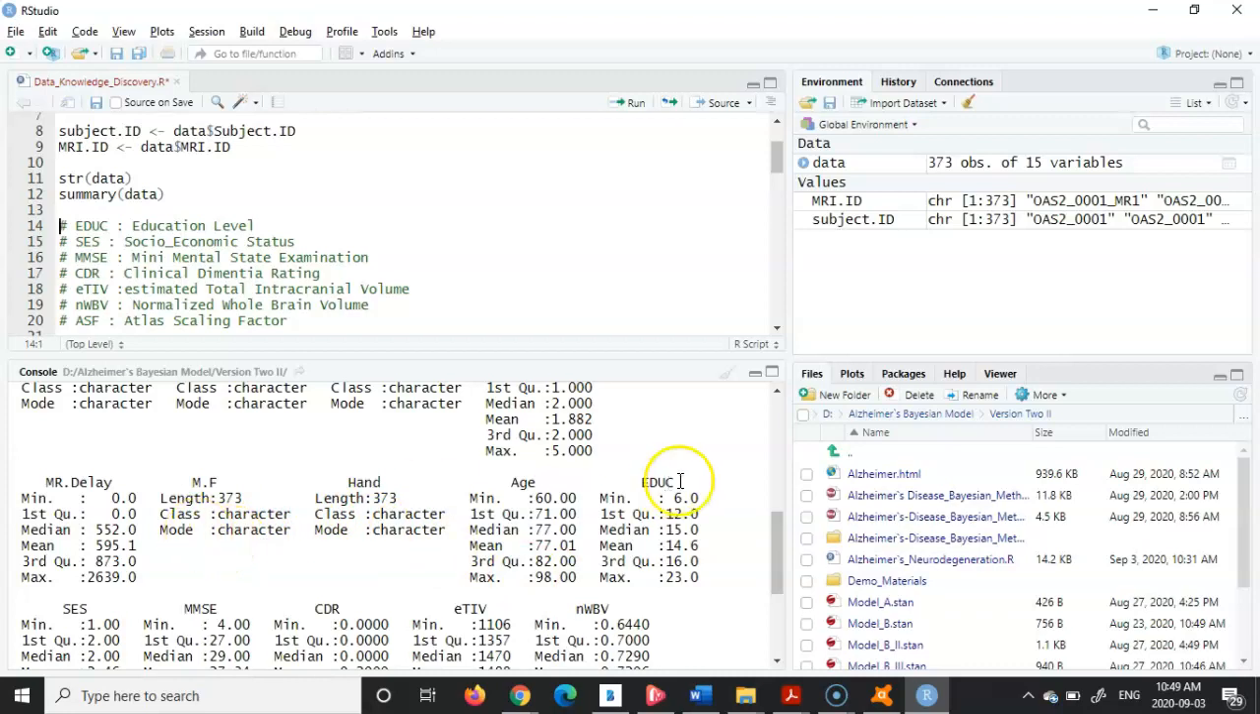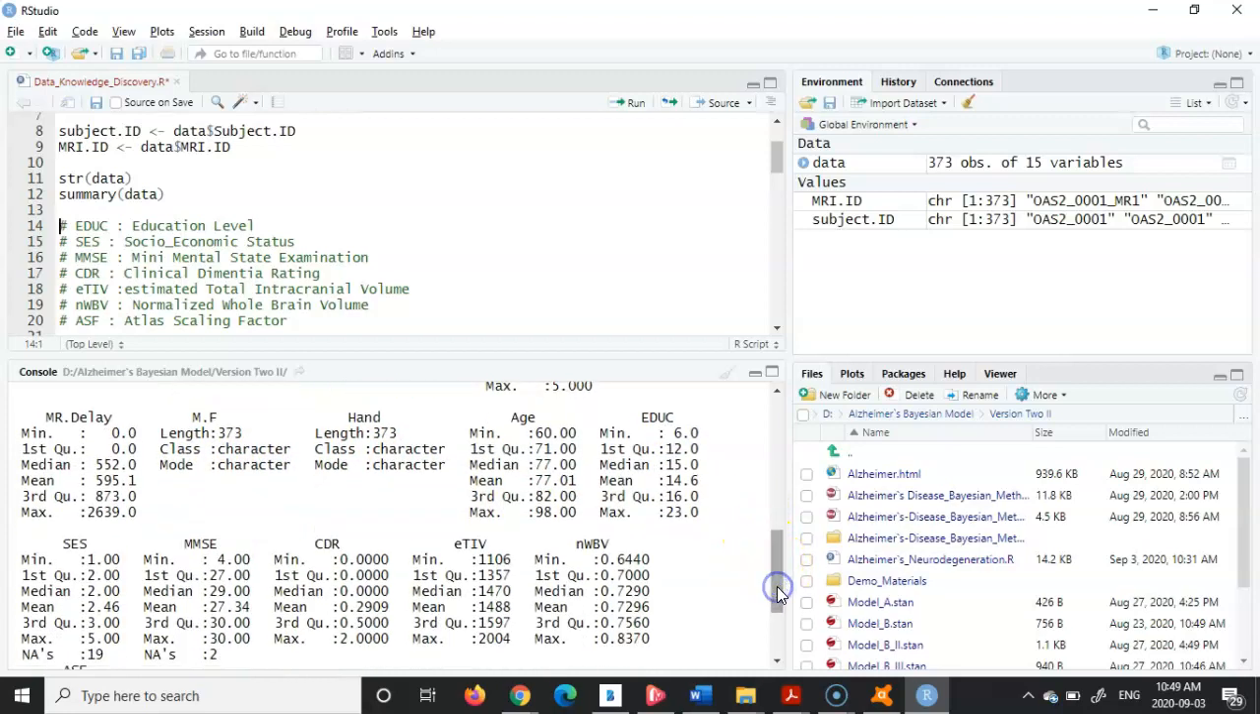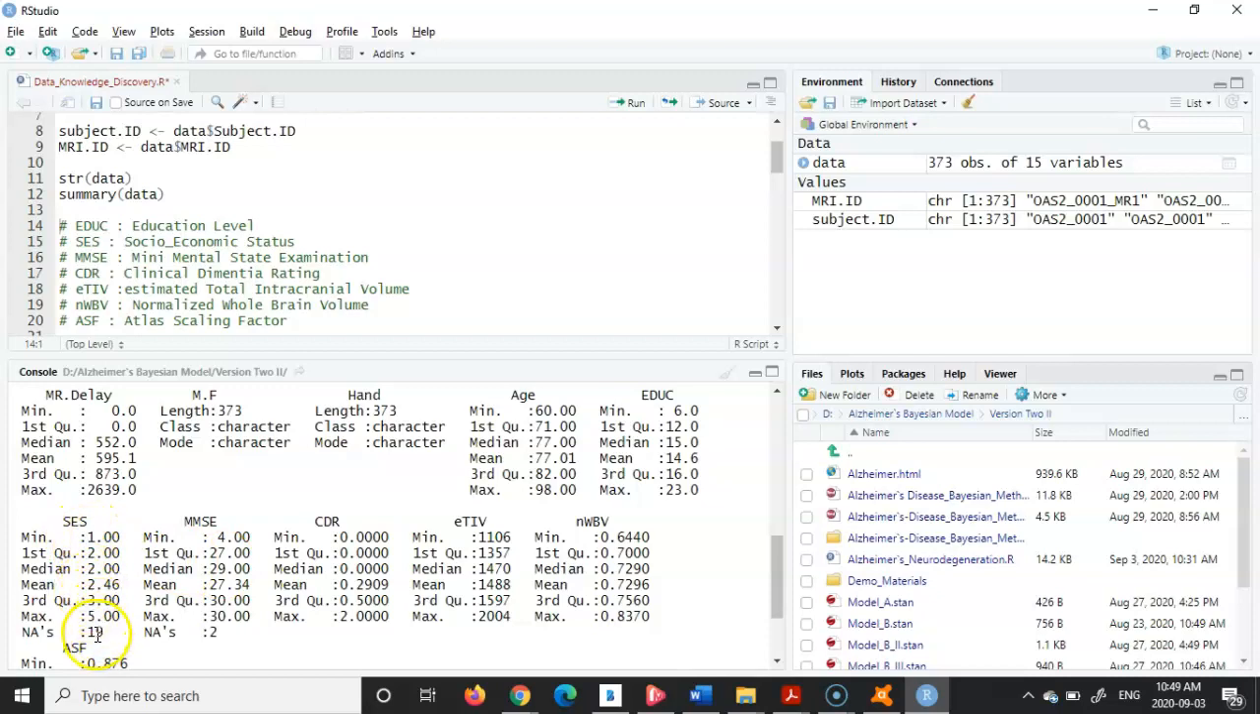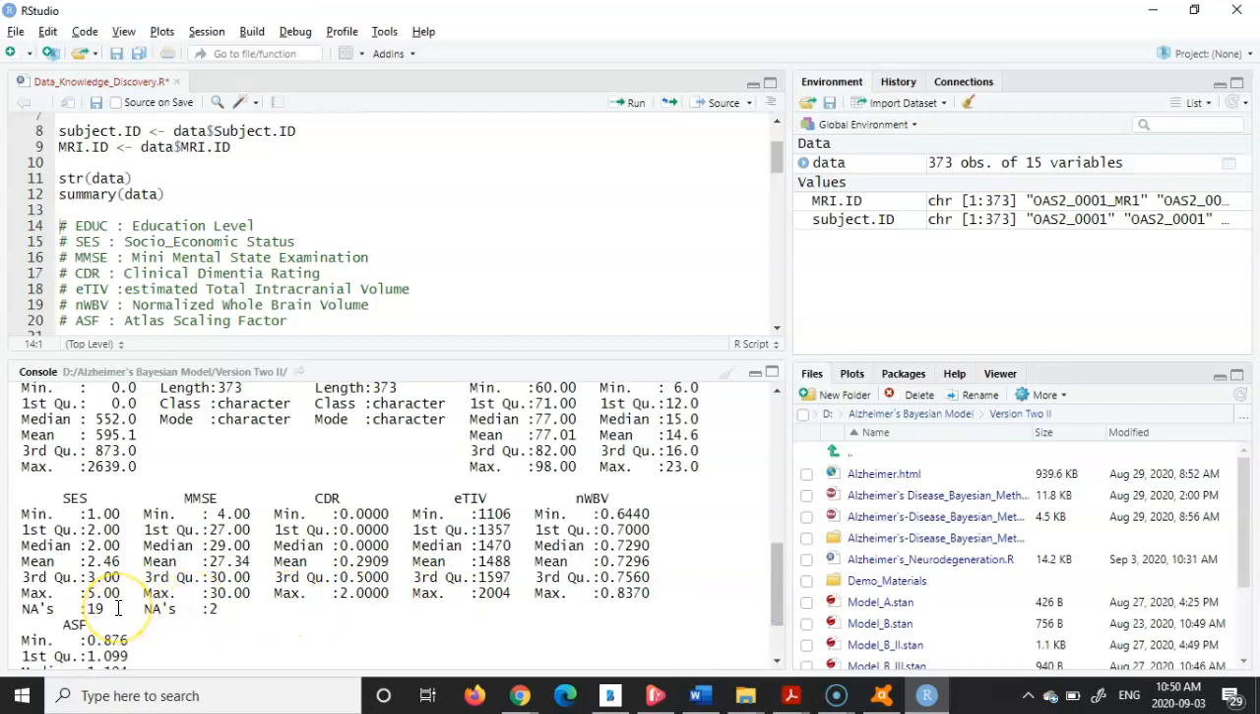And also, the other thing which is going to be relevant for our study is the level of education. In our group, we have people whose education lasted only 6 years, and also we have people who have been at school for 23 years and have done a pretty advanced level of education. And for the socioeconomic status, the thing which is relevant at this part is that we have 19 missing values. And for the MMSE, the Mini-Mental State Examination, we have 2 missing values.